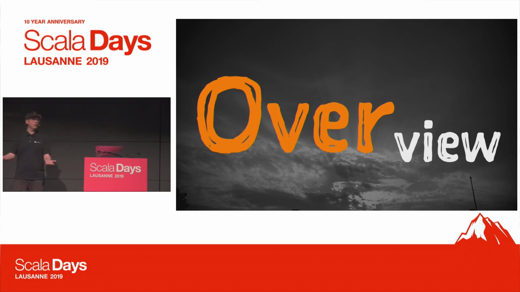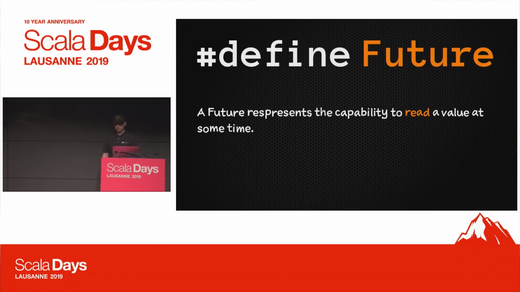How many of you have never used futures at all in Scala? Never? Not at all? We got one? We got two? Cool, all right. So then you know this already. A future in Scala represents the capability to read a value at some time. So it's essentially a value detached from time, which is pretty cool. Because if we can remove time from the equation, then we can program with things that we do not have, which is also pretty cool.